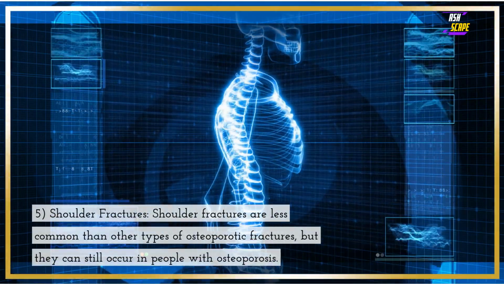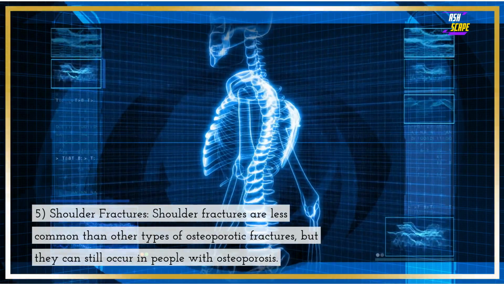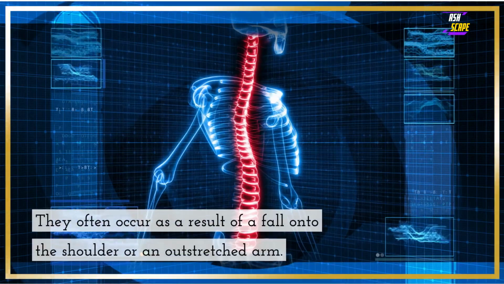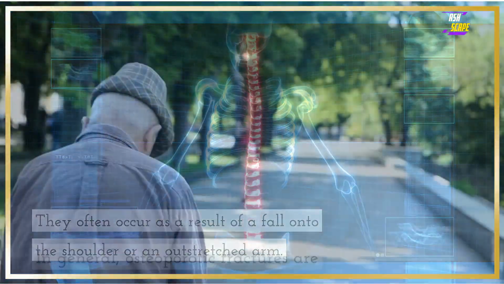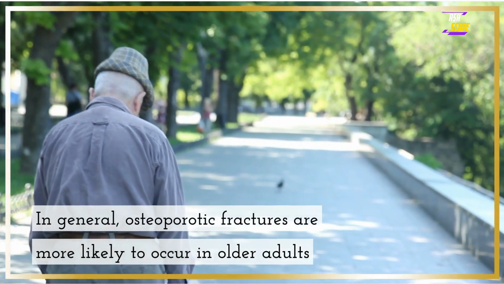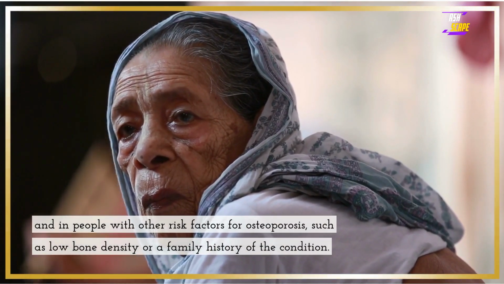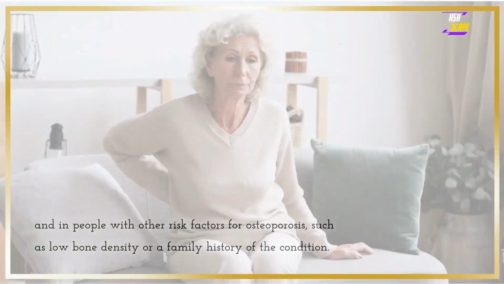5. Shoulder fractures. Shoulder fractures are less common than other types of osteoporotic fractures, but they can still occur in people with osteoporosis. They often occur as a result of a fall onto the shoulder or an outstretched arm. In general, osteoporotic fractures are more likely to occur in older adults and in people with other risk factors for osteoporosis, such as low bone density or a family history of the condition.